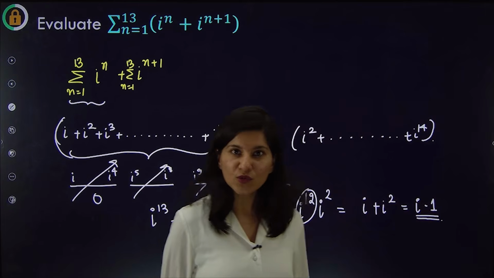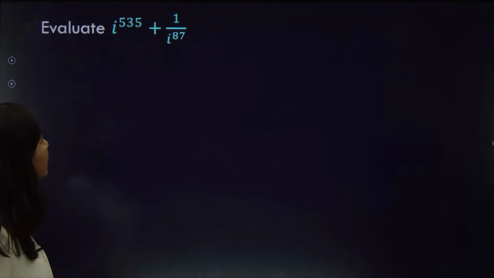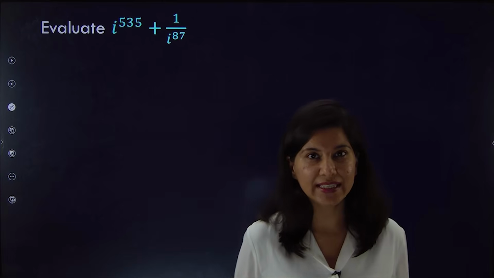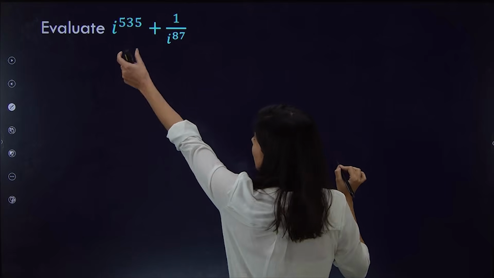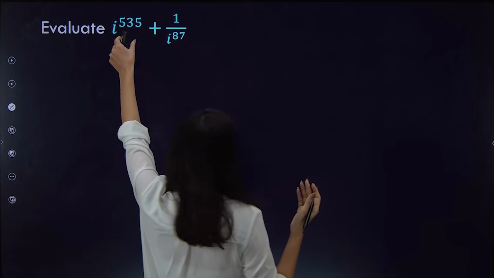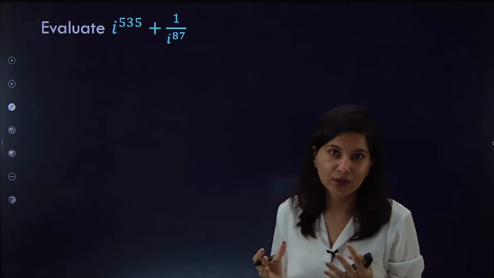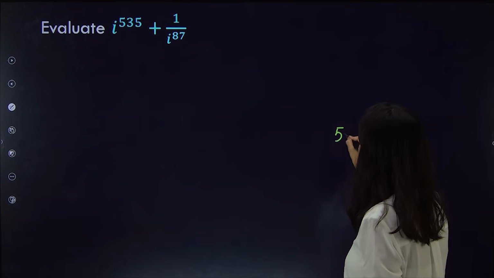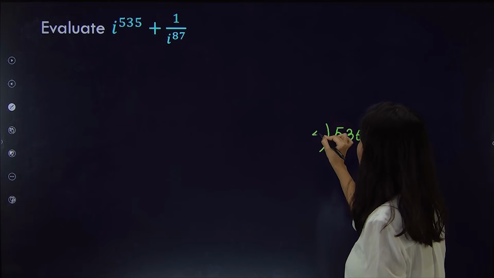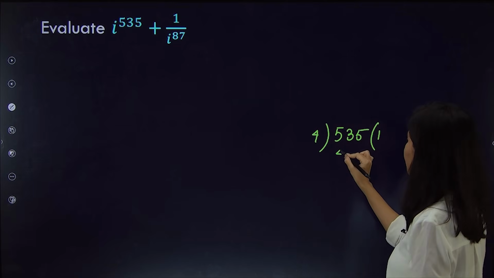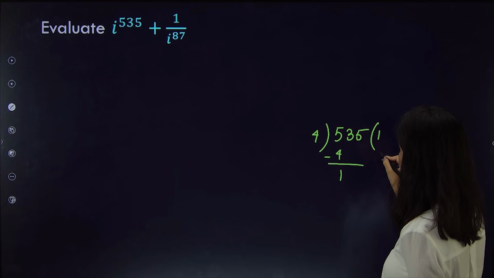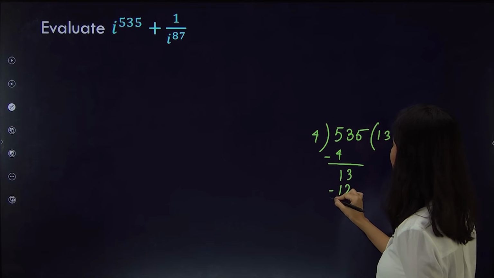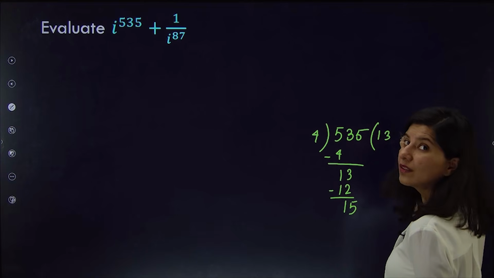All right, let us move on to the next problem. Iota power 535 plus 1 upon iota power 87. Okay, 535, again we need to do the same thing. We need to know whether this is a multiple of 4 or not. Obviously, it is not a multiple of 4, but we need to know the format also. Okay, so we need to divide 535 by 4. 4 ones are 4. 4 then 3 carry. Sorry, 3. 4 3s are 12. 1 carry. 4 3s are 12 again.